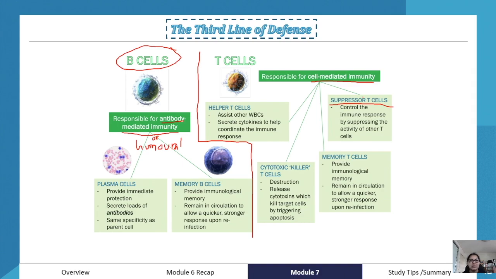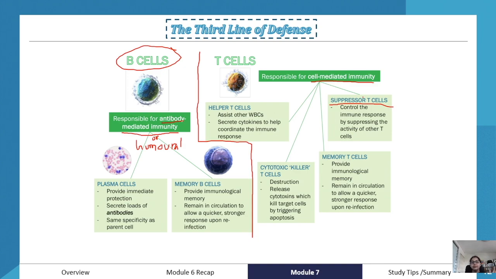And this just helps me really clearly remember it. So hopefully this helped you, but if you want to find another way to remember it, sure do. The names are quite easy to remember too, like helper, cytotoxic, suppressor, memory. That works as well, but whatever works best for you.